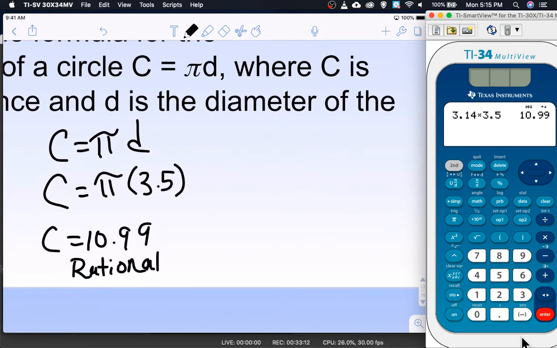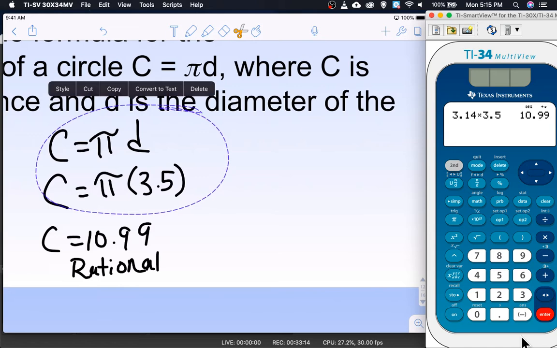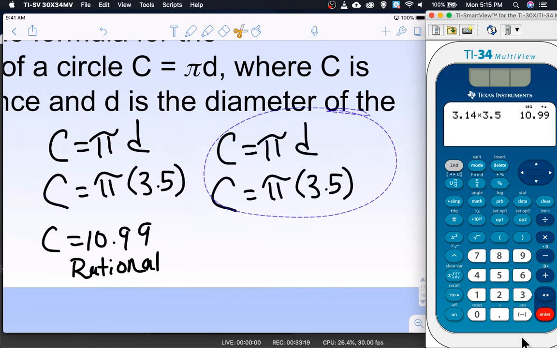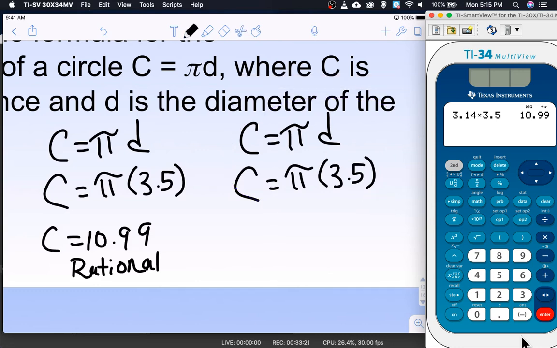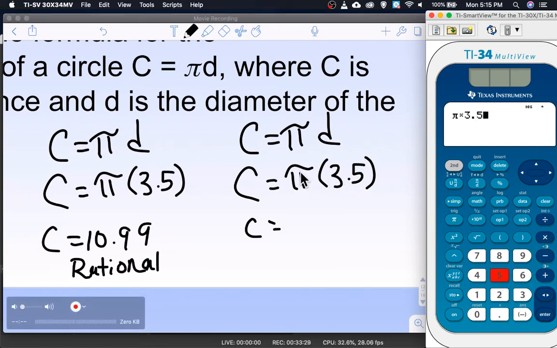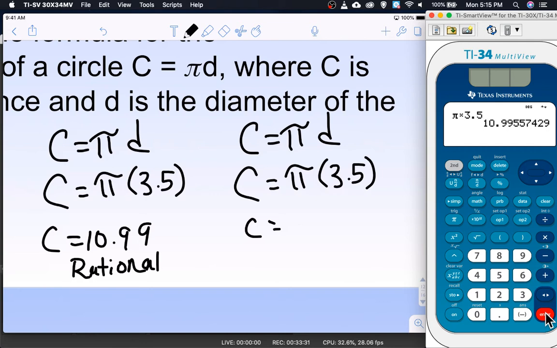Or, I'll be a fat cheater. Copy, paste. Or, you type in your calculator, pi times 3.5. So instead of putting in 3.14, I just put the pi button, and it gives me 10.99557429, which looks to be irrational.